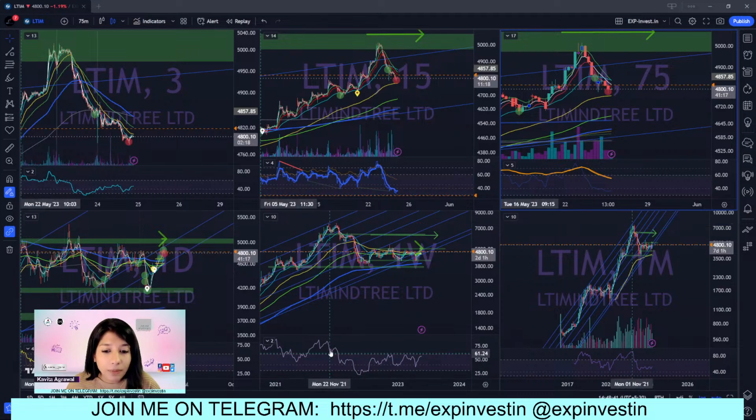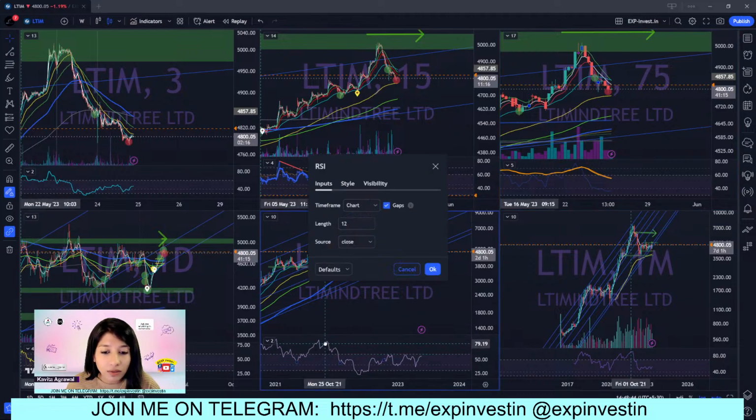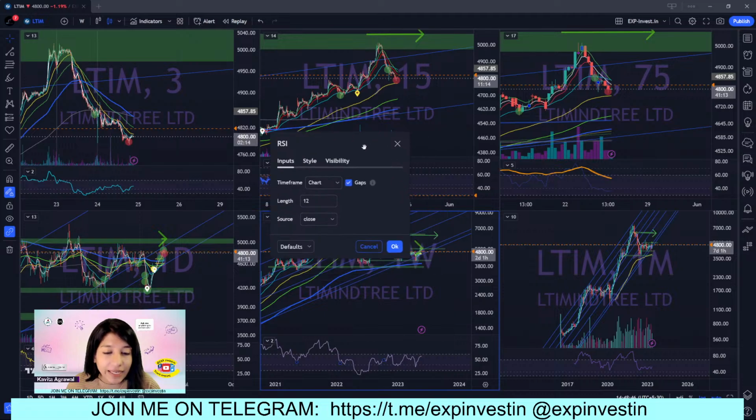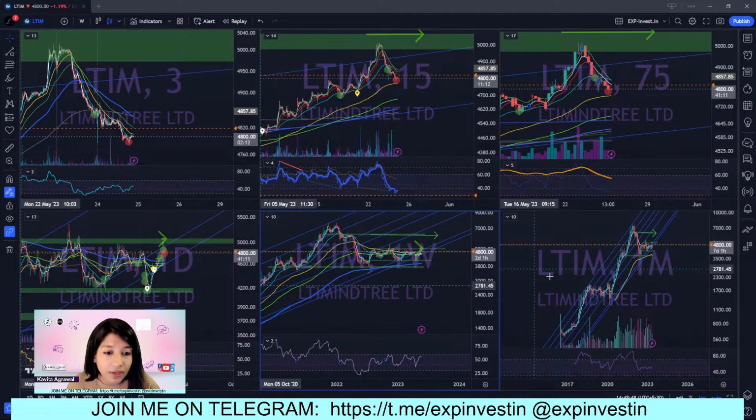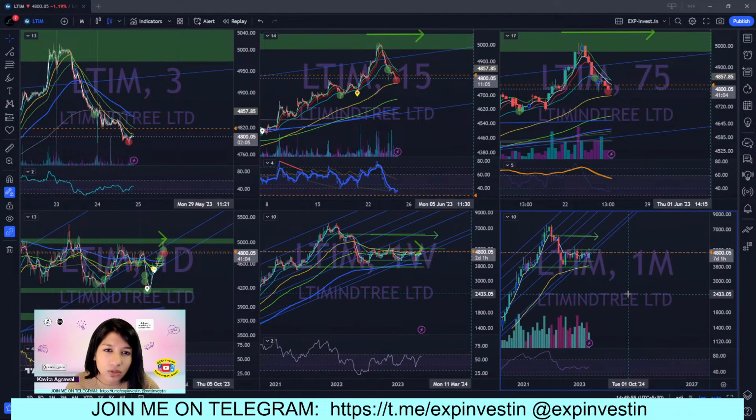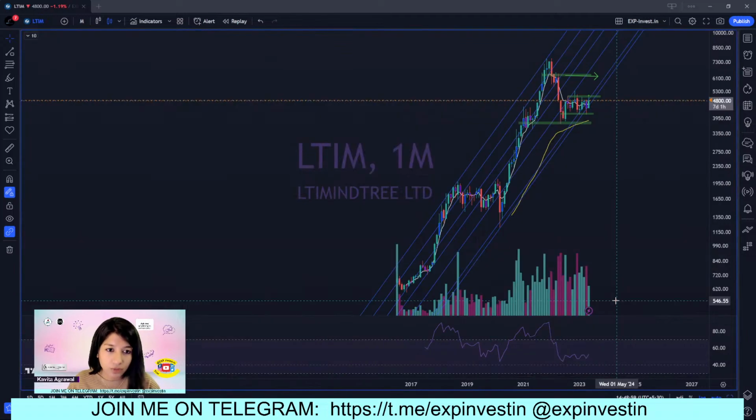For the weekly time frame, however, I use the 12 period RSI, and for the monthly time frame, I've left it unchanged, because honestly, I don't look at the RSI so much on the monthly time frame. I rely more on the price direction.